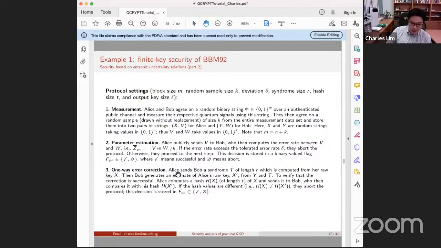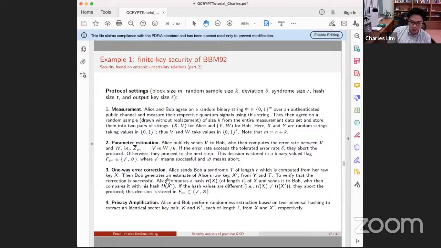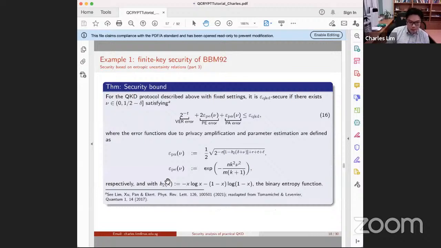And once they're done with that, they will then perform a hash on each of the portions that they have. And then they compare: if the hashes are different, they will abort; if they're the same, then they proceed on to the next stage, which is privacy amplification based on doing universal hashing, which I just introduced earlier on, right? So once we define the protocol, you can clearly define what your error rates are for each individual segment.